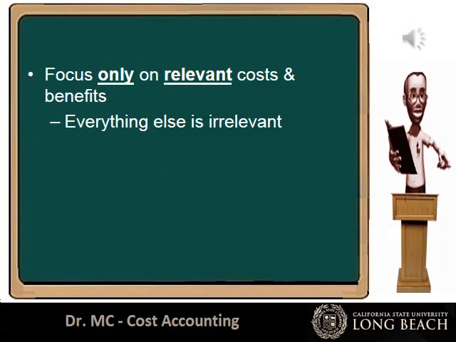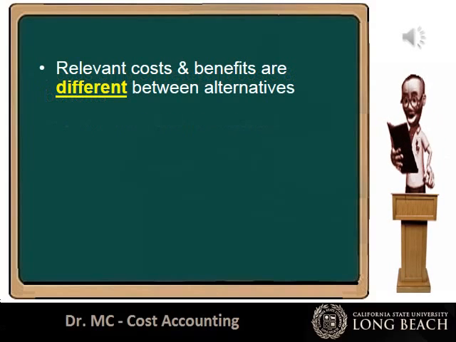Our focus in choosing between alternatives must be on relevant costs and benefits. Everything else can be ignored. In order to be relevant to our decision making, a cost or benefit must be different between our alternatives. If the cost or benefit is the same no matter which alternative is chosen, it is not relevant in making our choice between the alternatives.